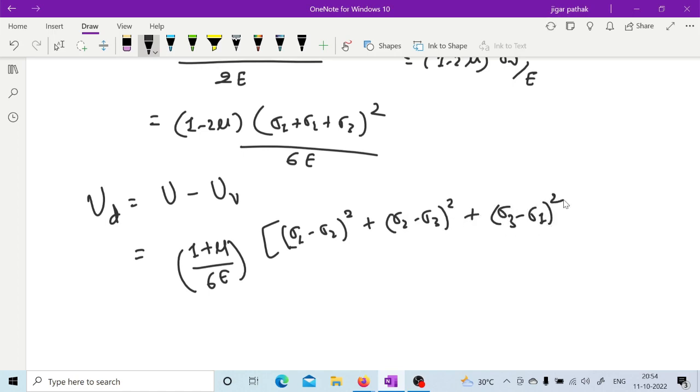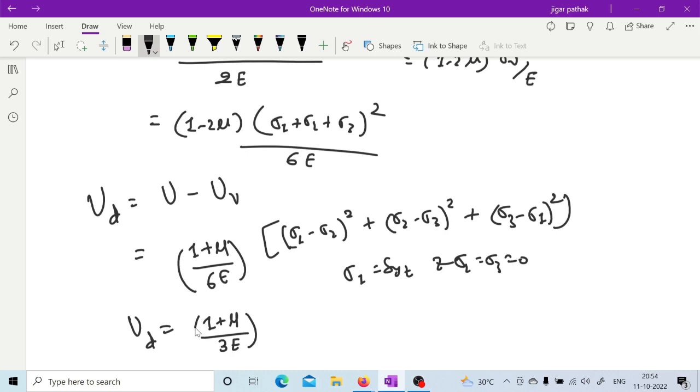Now for a simple tension test, only sigma 1 is SYT, and sigma 2 and sigma 3 are equal to 0 because it is a uniaxial tensile test. If you put this value in this equation, you end up with 1 plus mu upon 3E into SYT square, right?